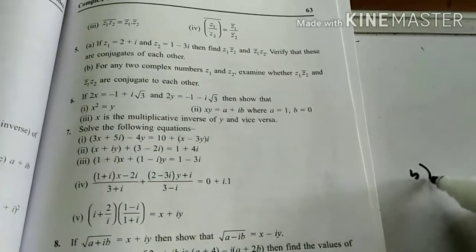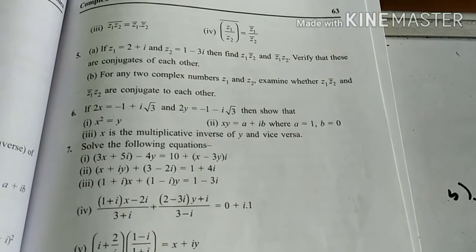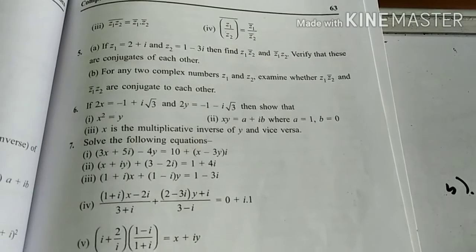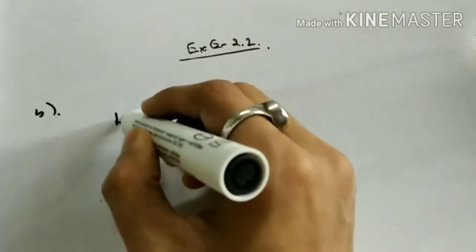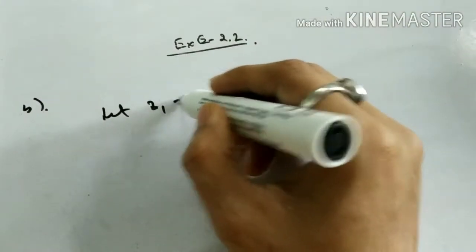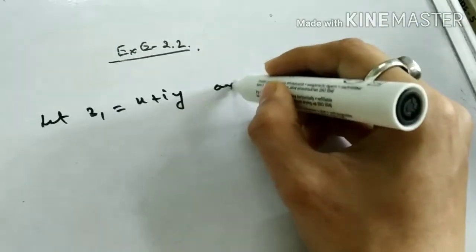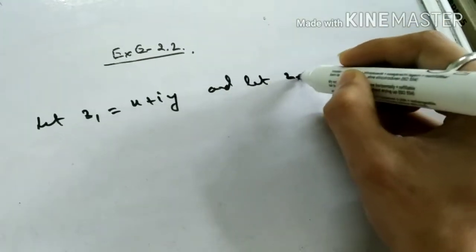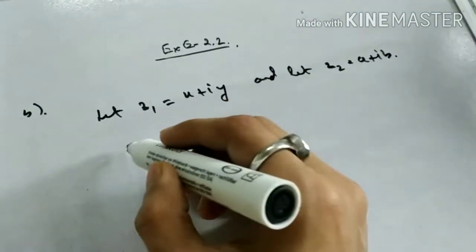Next, again, number B. For any two complex numbers z1 and z2, examine whether z1 into z2 bar and z1 bar into z2 are conjugate of each other. Again it is the same. Let z1 equal x plus iy, and let z2 equal a plus ib. These two are complex numbers.